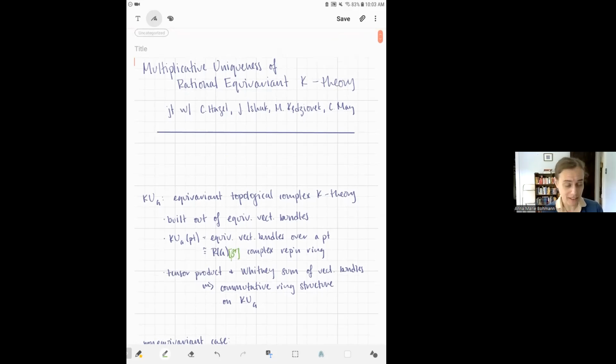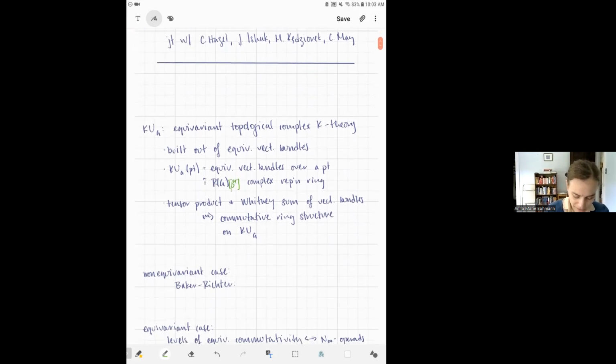And of course you have tensor product and you have Whitney sum of vector bundles. Just as in the non-equivariant case, these produce a commutative ring structure on equivariant complex K-theory. And so that's the multiplicativity in the title.